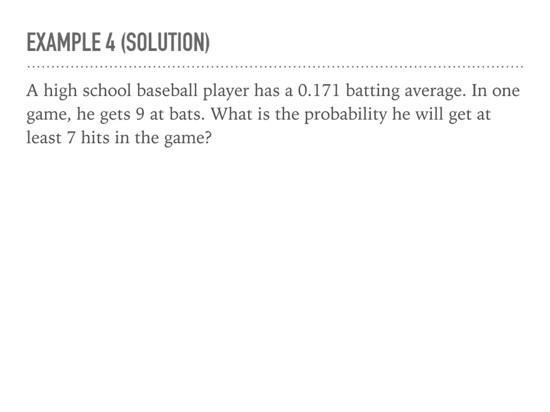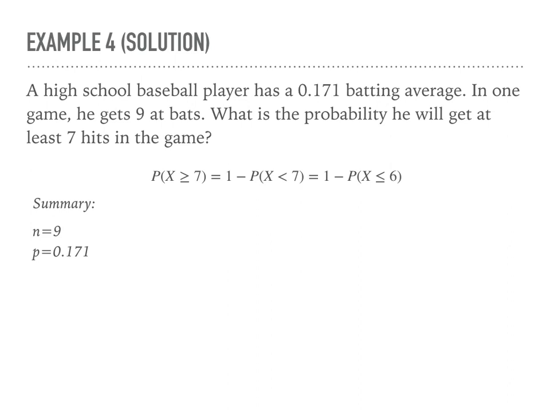Looking at example 4, you again have a high school baseball player. This time they have a batting average of 0.171. In one game, this baseball player gets 9 at-bats. What's the probability he will get at least 7 hits in the game? So we have our summary here. N equals 9, P equals 0.171. Looking for the probability that at least 7, x is greater than or equal to 7.